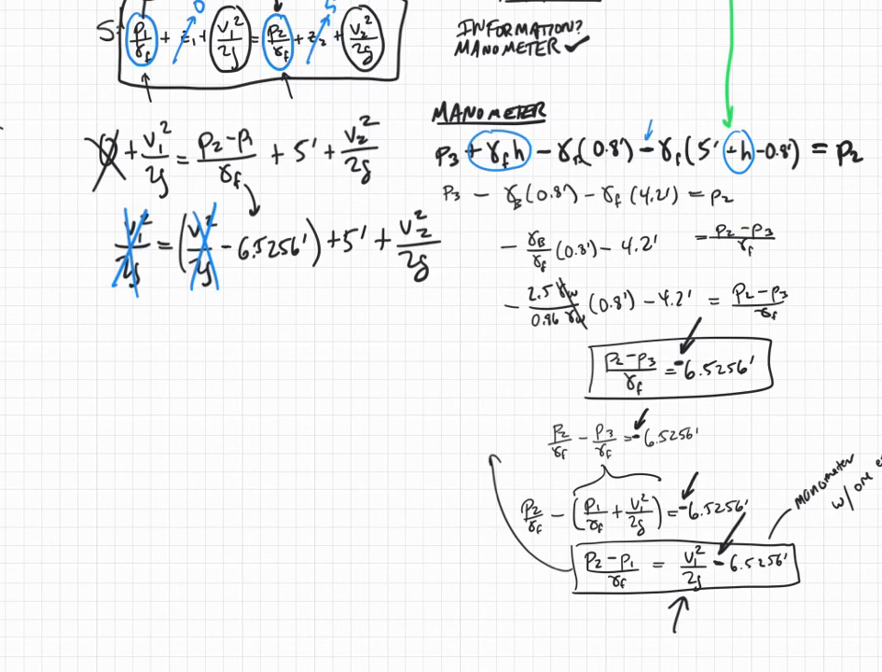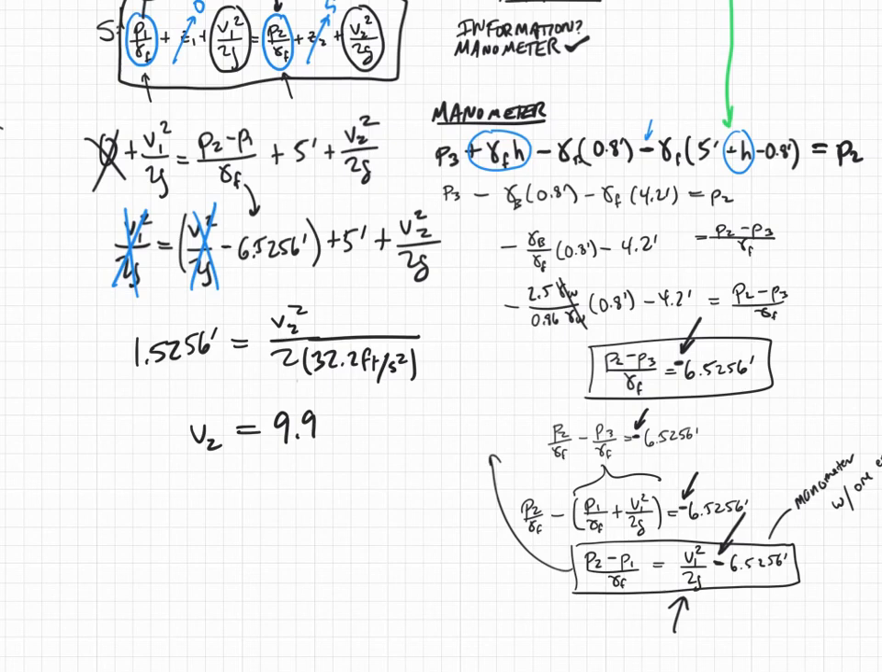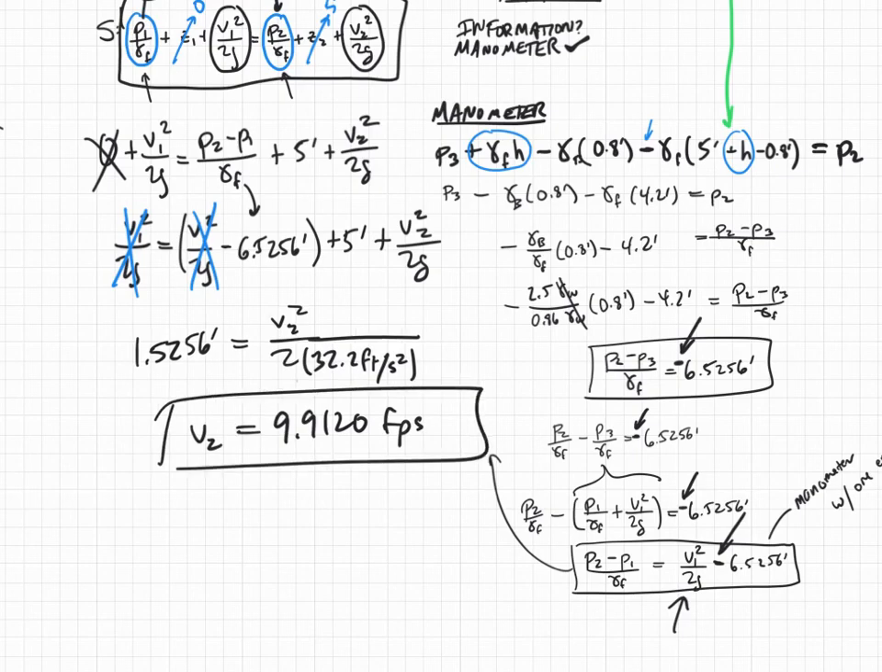So then we can bring these two terms over to the left, and we'll end up with 1.5256 feet equals v2 squared over g. Okay, and we should probably get out of this g world because we're going to start plugging into a calculator. And we've got feet, so we need 32.2 feet per second squared. We'll solve for v2, and it comes out to 9.9120 feet per second. Okay, and now we're in pretty good shape.